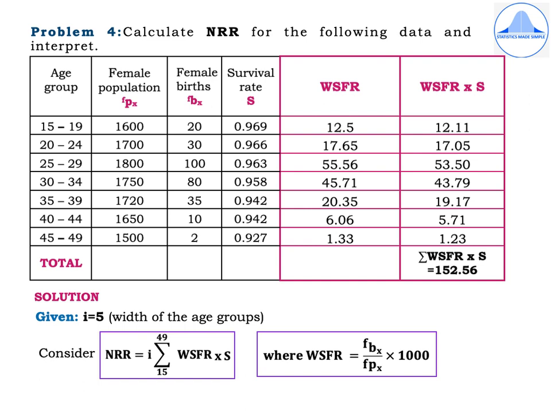Starting with the solution, mark the female population as FPX, female births as FBX, survival rates as S, as I have highlighted in pink color in the table. Next, write given I is equal to 5, which is the width of the age groups. Then write the formula for NRR, which is equal to I into summation, which ranges from 15 to 49, WSFR into S, where WSFR is equal to FBX divided by FPX into 1000.